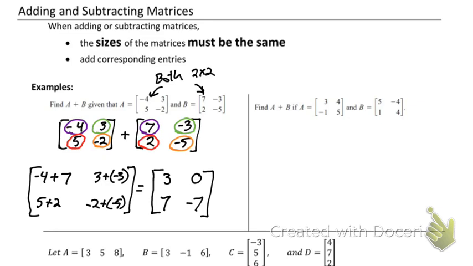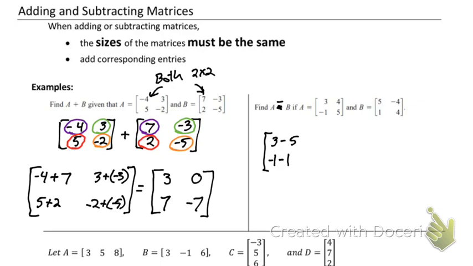Let's switch this one up. I don't know why I did 2 additions on there. Let's go ahead and do subtraction on this one. Let's make it A minus B. If I use A minus B, it's going to be the exact same steps, but now we're going to throw a subtraction in there. So in our next one, we are going to have 3 minus 5. In the bottom left, we're going to have a -1 minus 1.